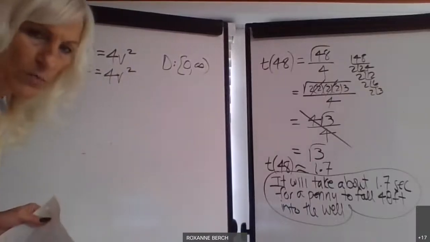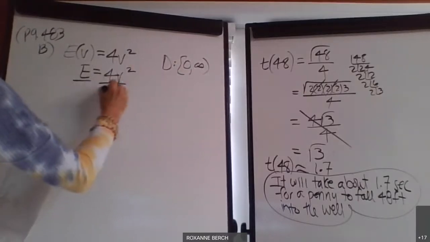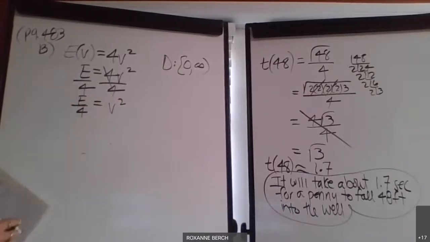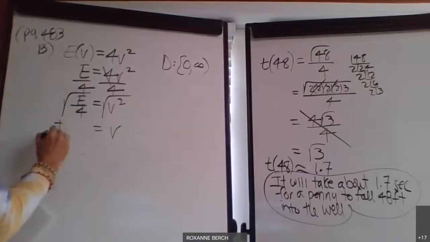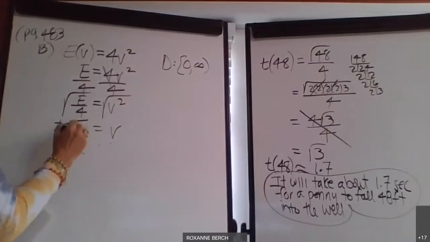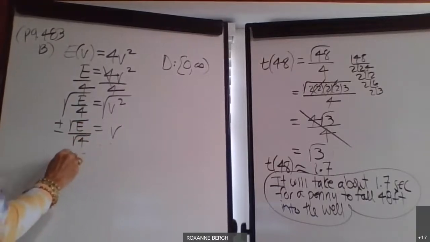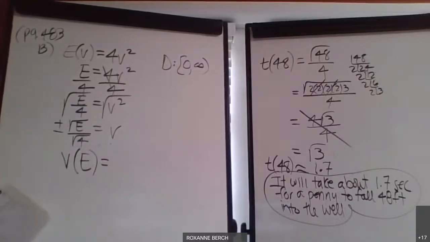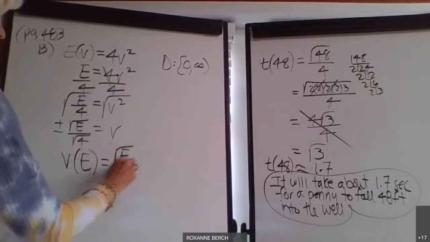Don't switch the variables with the word problem. Just solve for the other variable. So we're going to divide both sides by 4. You're going to take the square root of both sides. Don't forget plus or minus, and split this up. Can't have a radical fraction under a radical. So here's your v in terms of E. We're going to throw out the negative because we restricted the domain. So what we have here is the square root of E divided by 2.